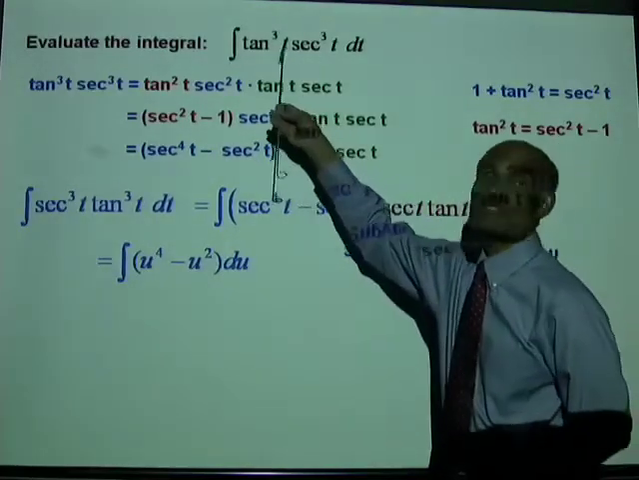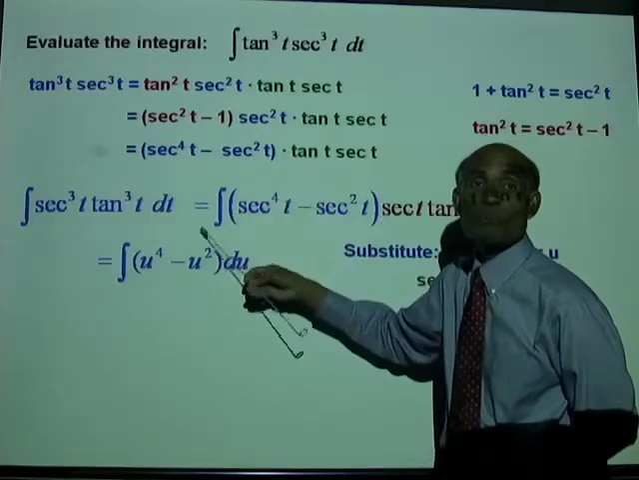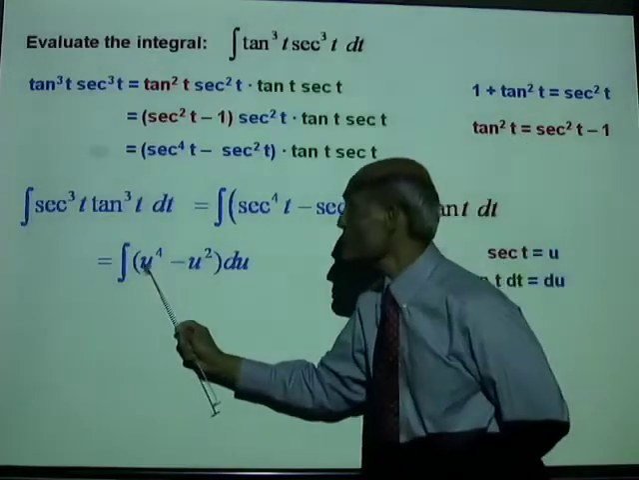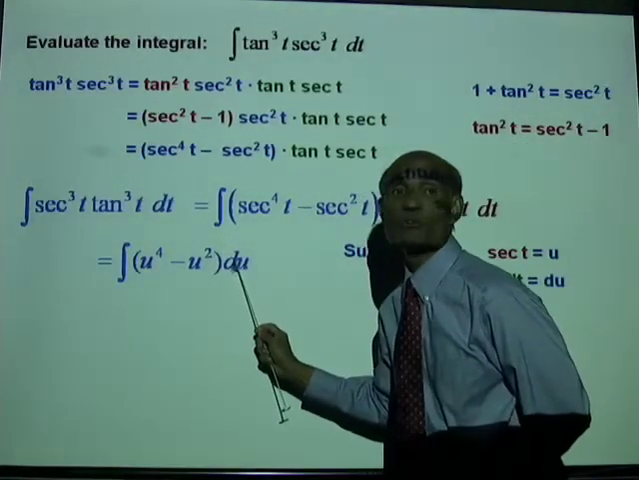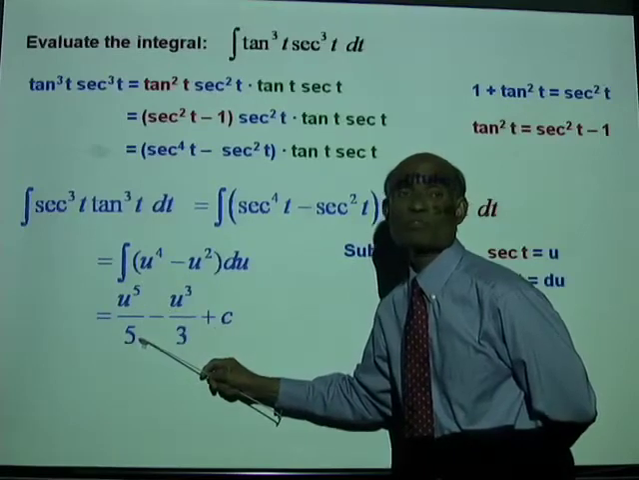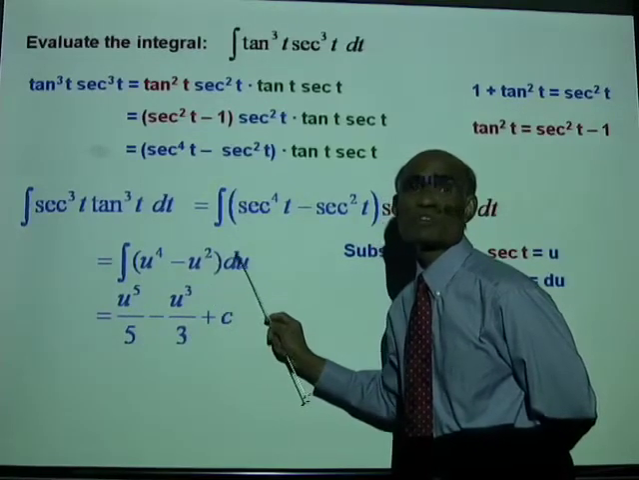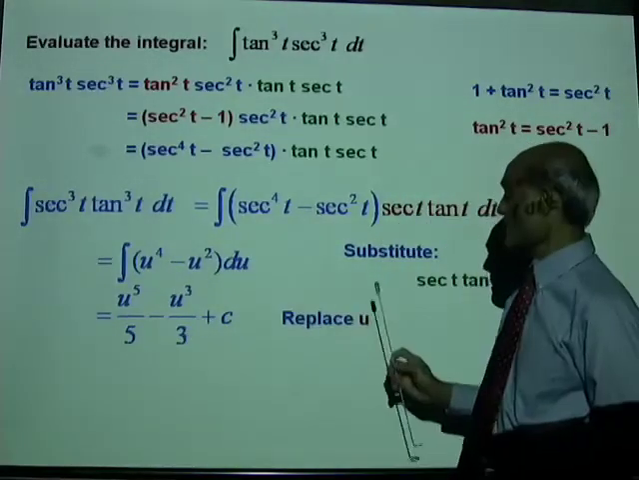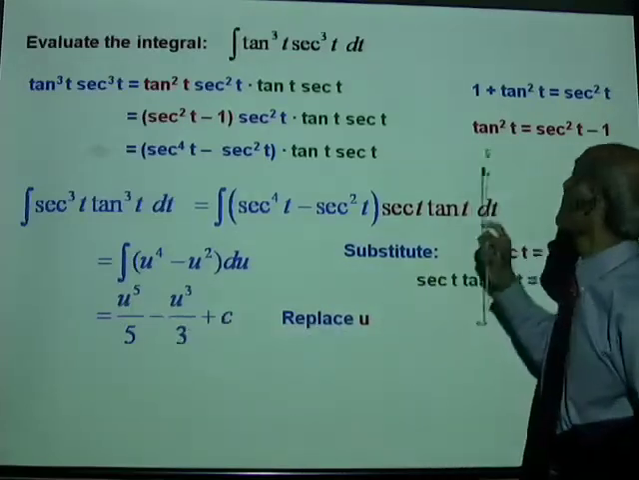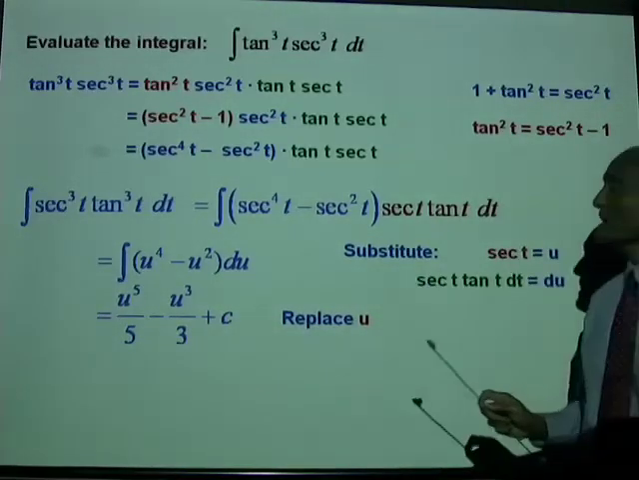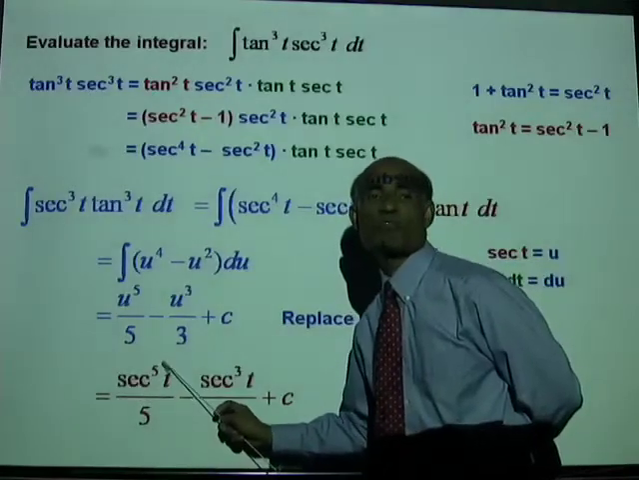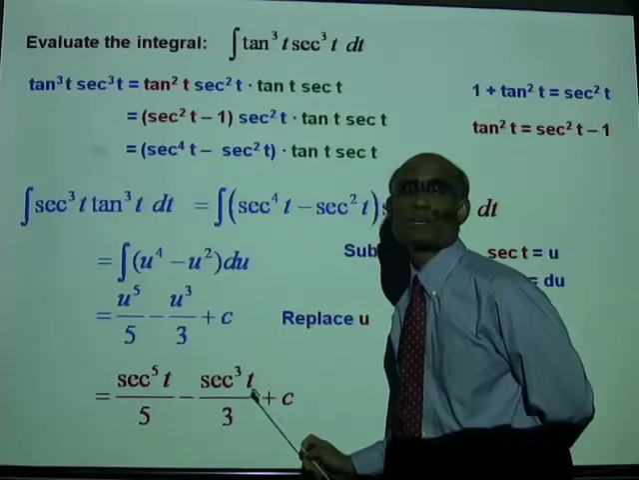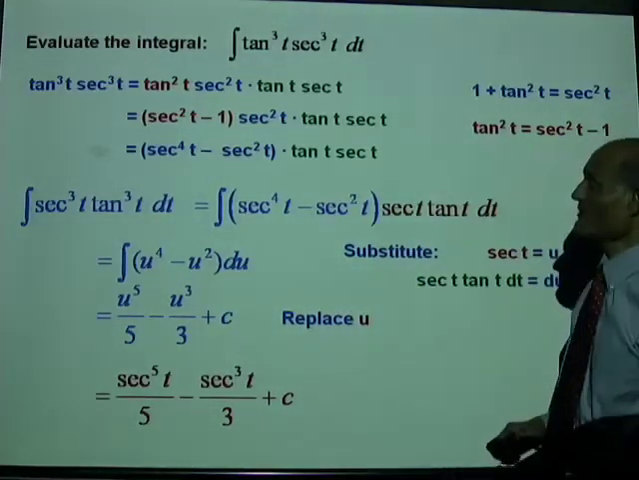You see how such a form is made simple by this identity manipulation. The integral of u to the power of 4 du is u to the power of 5 over 5, minus the integral of u squared du, which is u cubed over 3, plus c. And now replace your u. What's your u? u is secant t. So that will be secant to the power of 5t over 5 minus secant cubed t over 3 plus c, which is the result of that integration.